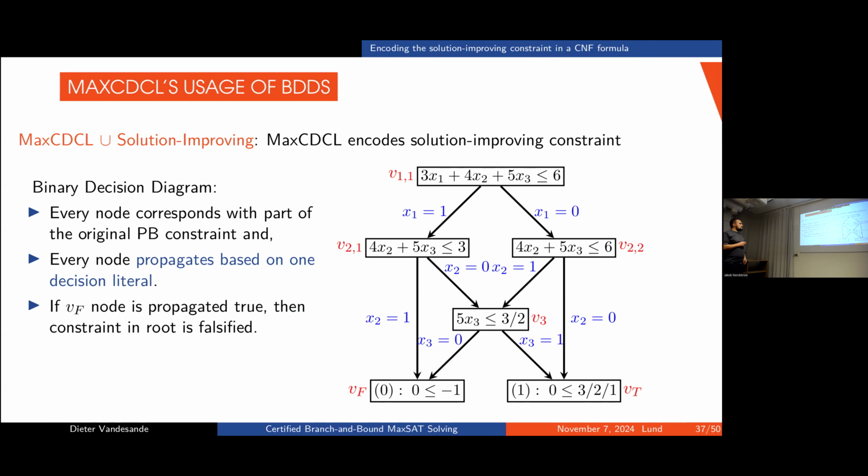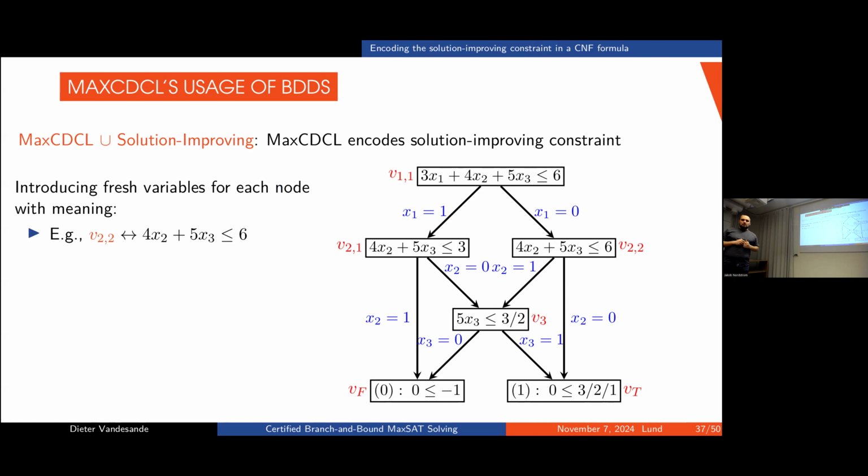And so for every node, we'll add some variable, and thus if the false node is propagated through, then the constraint in the root is falsified. So how is this now encoded in clauses? Like I just said, for every node, we introduce a new variable with the meaning that the constraint in this node is true.